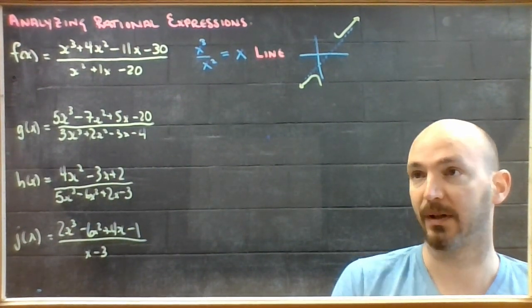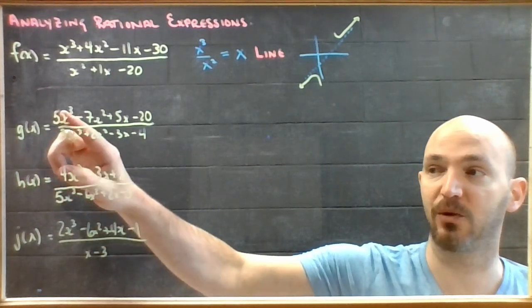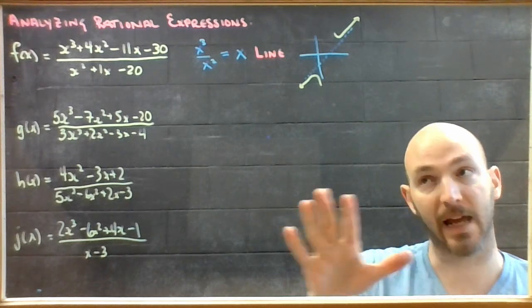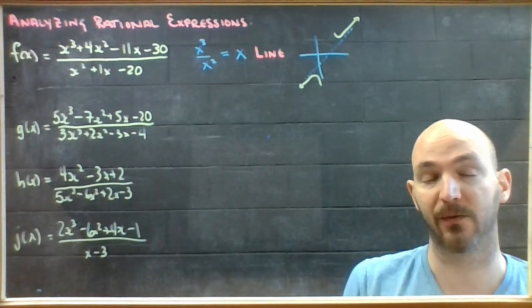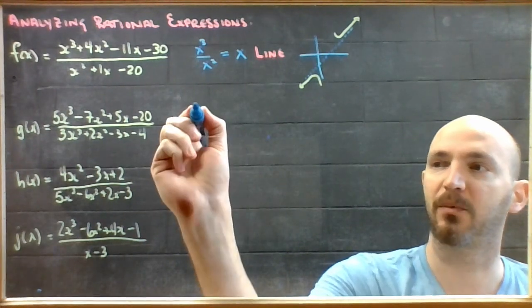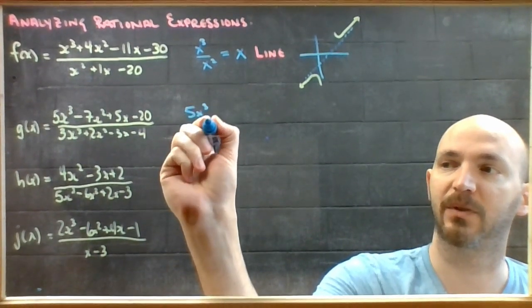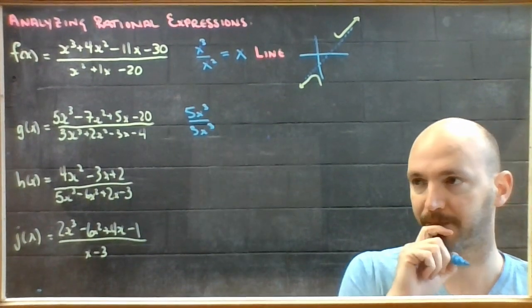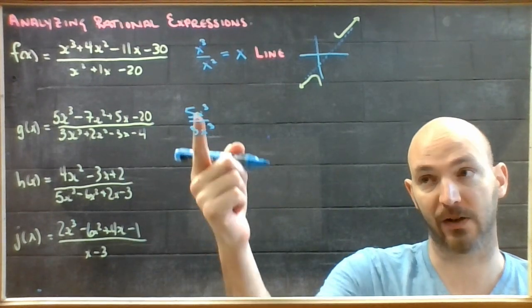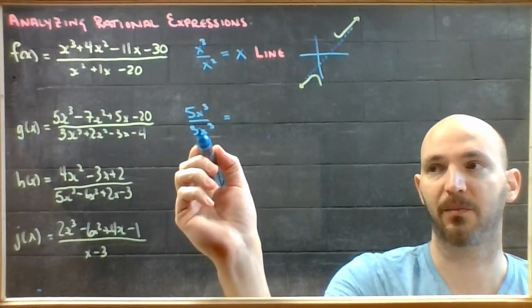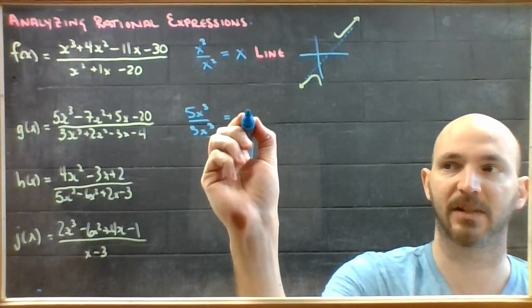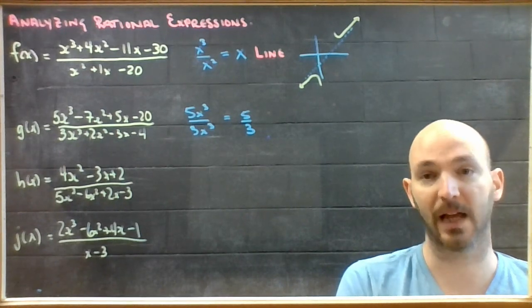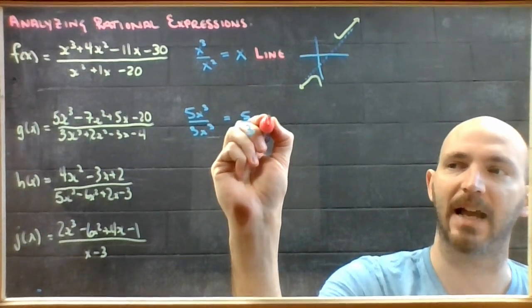If I look at the next one here, this function had a cubic on top and a cubic on bottom. And if I, again, ignore all of the terms except for the first two, then I end up with 5x cubed over 3x cubed. And if I were to actually do that division, an x cubed divides an x cubed, I'm left with 5/3. Well, that is also a line, but it's a flat line.